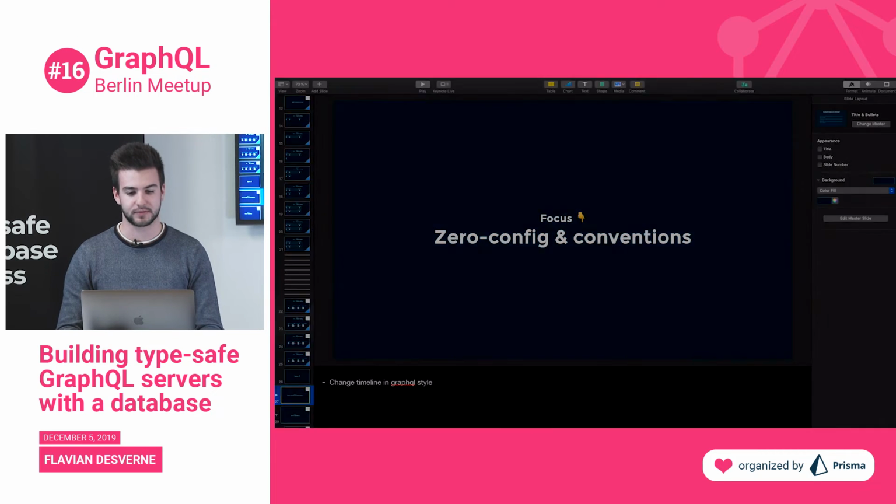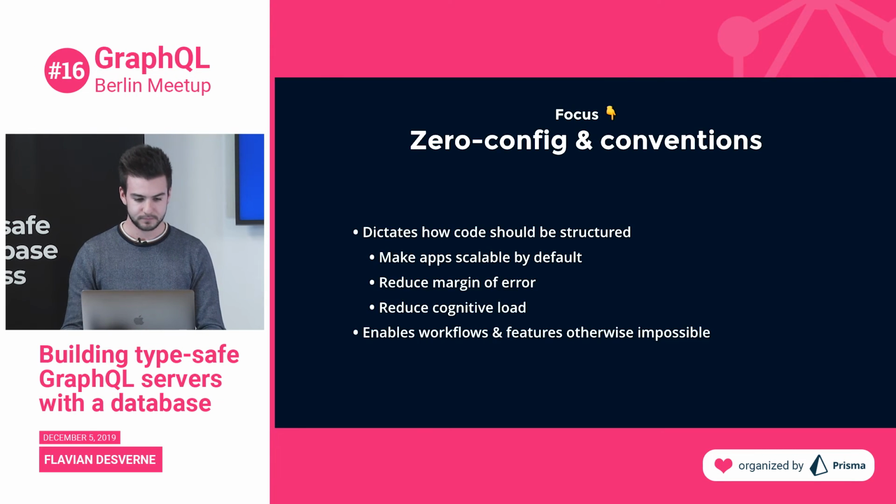Zero config and conventions. When you are a framework, something that is very important, I think, is that you rely on conventions. Conventions are super helpful because they dictate how your code should be structured. And if you are a great framework, you can lead users to the pit of success. If the architecture that you force your users into is scalable by default, you make sure that they never can fail. It also reduces the margin of error. People cannot fall into some stupid problems.